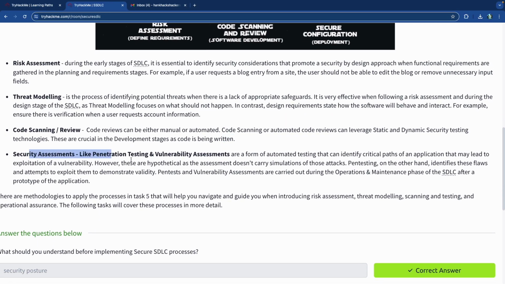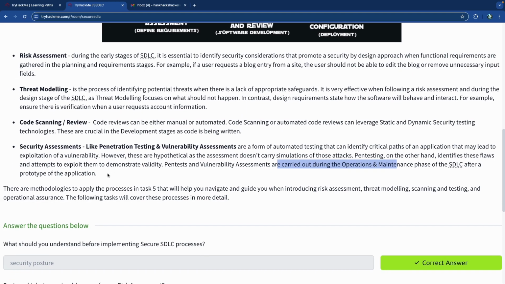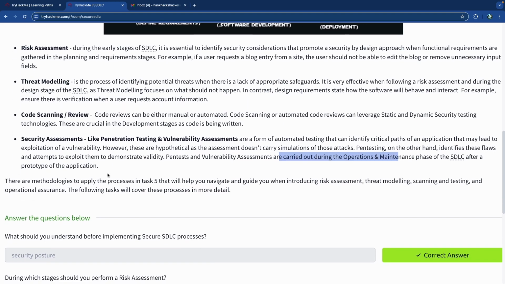And then you have security assessments. So penetration testing and vulnerability assessments: vulnerability assessments are a form of automated testing that can identify critical paths of an application that may lead to exploitation of a vulnerability. These are hypothetical, as the assessment doesn't carry out simulations of those attacks. Pen testing, on the other hand, identifies these flaws and attempts to exploit them to demonstrate the validity of those vulnerabilities. And pen tests and vulnerability assessments are carried out during the operations and maintenance phase of SDLC, after a prototype of the application is released.